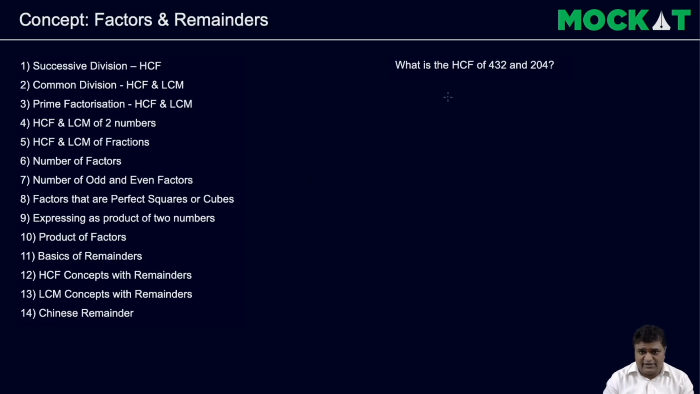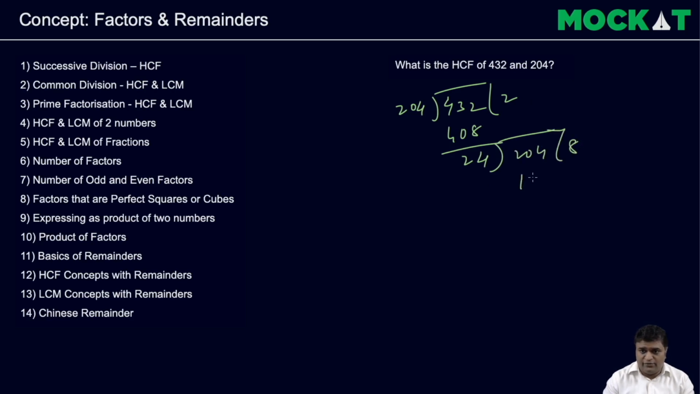Now the first concept, successive division using HCF, so this is only for HCF. When you have two large numbers like this, what you could do is take the larger number and divide it by the smaller number. So 204 into 2 is going to give us 408 and we proceed with this. So 24 is the remainder. Now the previous divisor becomes the dividend over here, 204. 24 tables will be useful. 8 into 24 is 192 and you have 12 left over here.